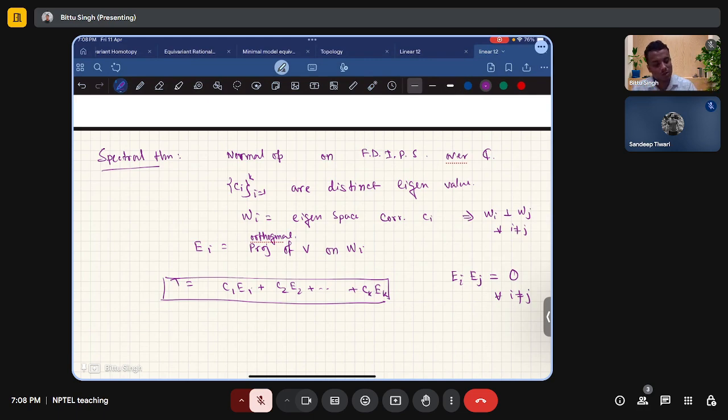Because Wi and Wj are perpendicular, those spaces are perpendicular. Therefore, if you take the projection on Wi, and then take the projection on another Wj, that projection will be 0. So this is the spectral theorem.